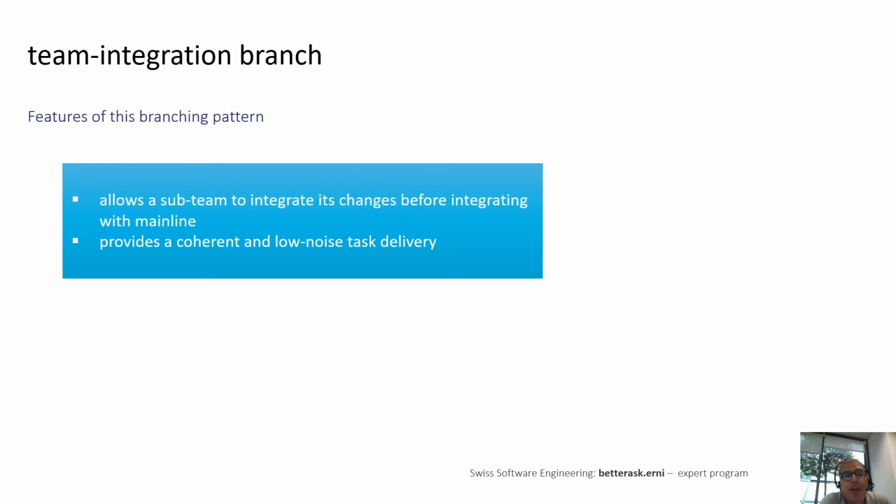A team integration branch is a subset of the previous one. If in your project you have some developers for communication, some developers for user interface, some developers for the core of the application, every team can integrate in a separate branch, and only when their work together is finished, maybe then they can integrate with the other teams.